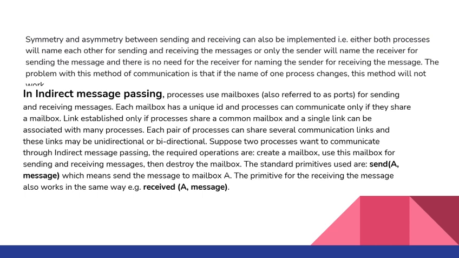Suppose two processes want to communicate through indirect message passing. The required operations are: create a mailbox, use this mailbox for sending and receiving messages, then destroy the mailbox. The standard primitives used are: send(A, message), which means send the message to mailbox A. The primitive for receiving the message works in the same way: receive(A, message), which means receive the message from mailbox A.